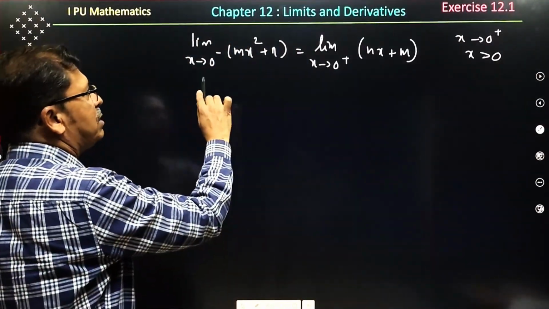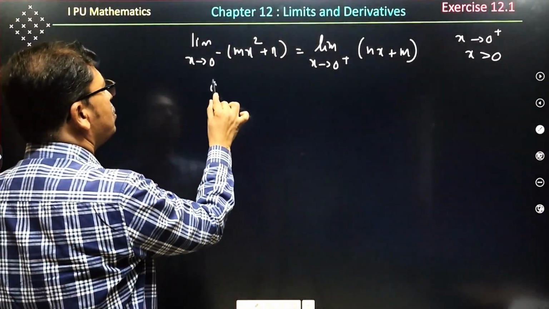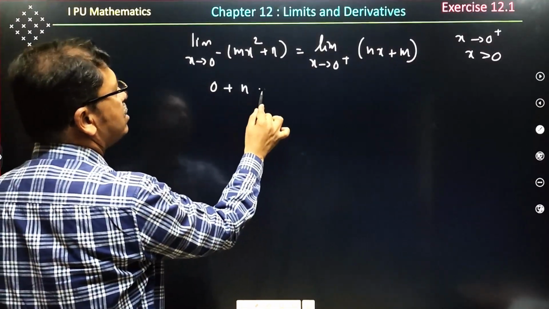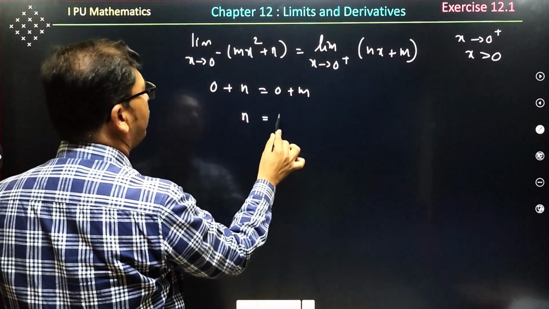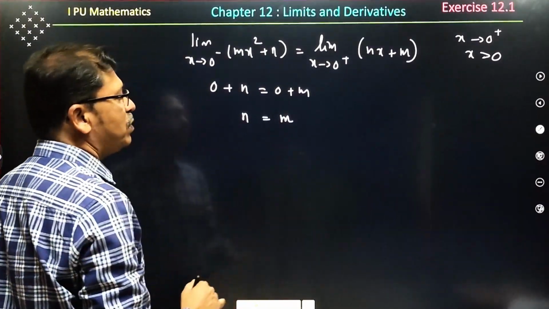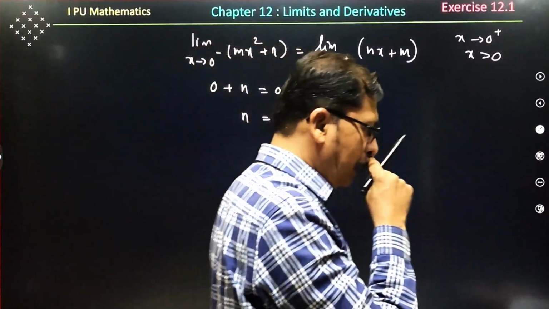Let us substitute x equal to 0 here. So it is 0 plus n and then this is 0 plus m. So n equal to m. Okay, this is what the condition is. N is equal to m.